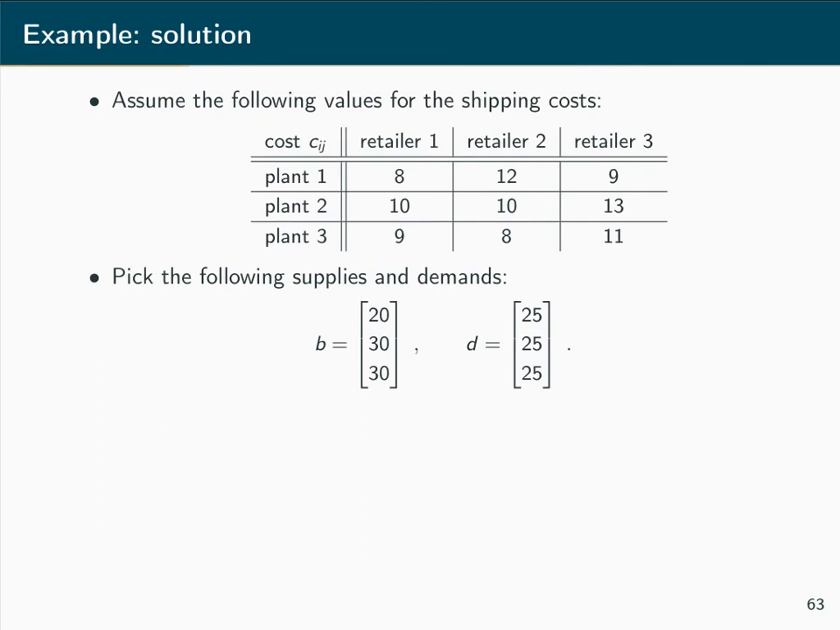Now, for the sake of an example, let's assume some specific numerical values for the shipping costs. And this table here shows the values of all of the shipping costs c_ij for all of the plants i from 1 to 3 and all of the retailers j from 1 to 3. Moreover, we pick particular values for the supply limits, which are 20, 30, and 30 for the three plants, and also the demands that need to be satisfied, which are assumed to be 25 for all of the three retailers.